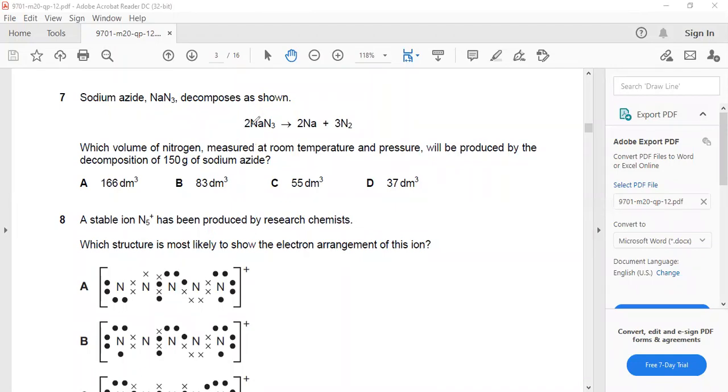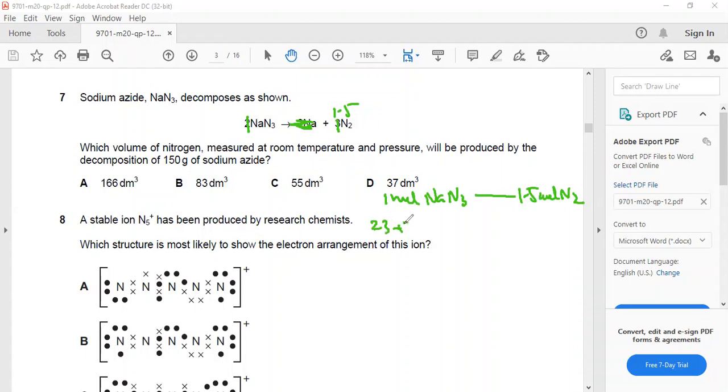Question number 7. You have to find the volume of nitrogen from 150 grams of sodium azide, using stoichiometry. We can make it simpler with the mass-volume relationship. If we divide the whole equation by 2, it becomes 1.5. So 1 mole NaN3 gives 1.5 mole nitrogen. Because the NaN3 mass is given, keep it in mass.